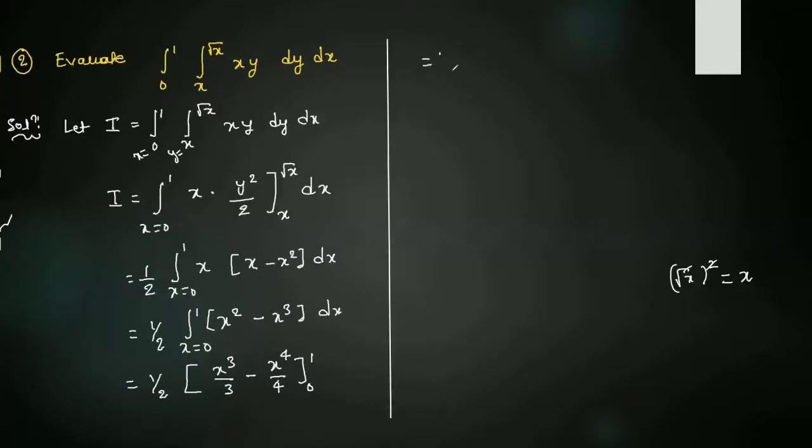So if you apply the limit 0 to 1, we have 1 by 2 outside. It is 1 by 3 if I apply 1, minus 1 by 4. And if I apply 0, it is 0. For both terms, if I apply 1, it is 1 by 3 minus 1 by 4. If I apply 0, both terms are 0, so I'm not writing it here. So 1 by 2, LCM is 12, 4 minus 3 is 1. Answer is 1 by 24.